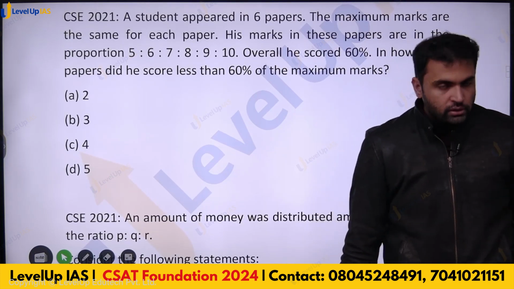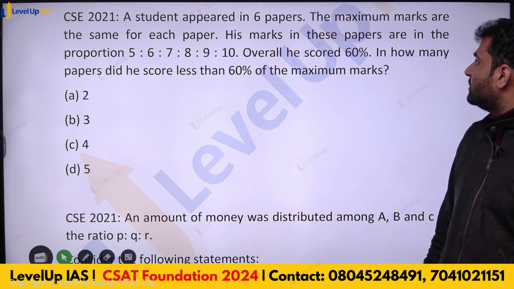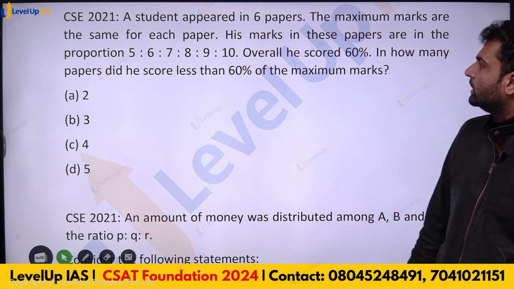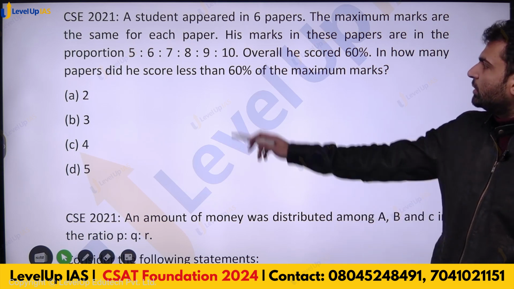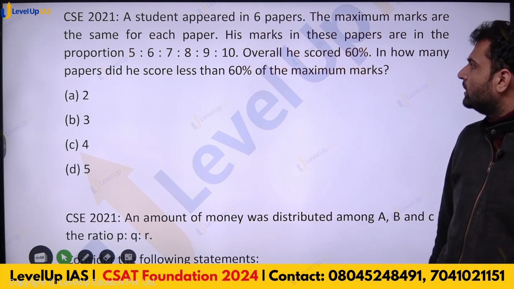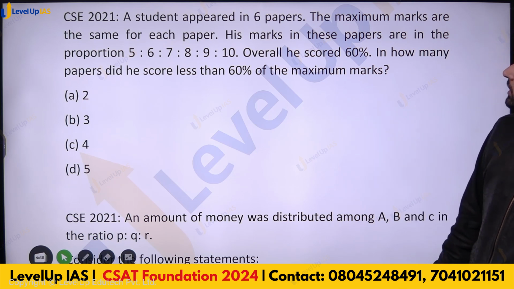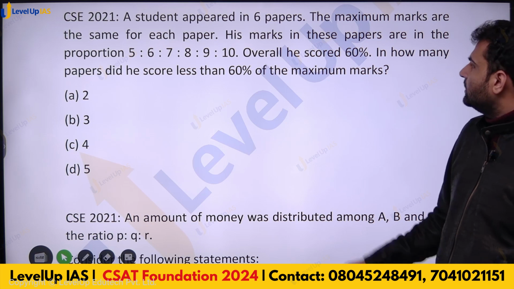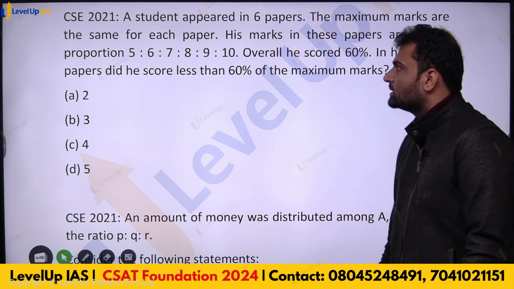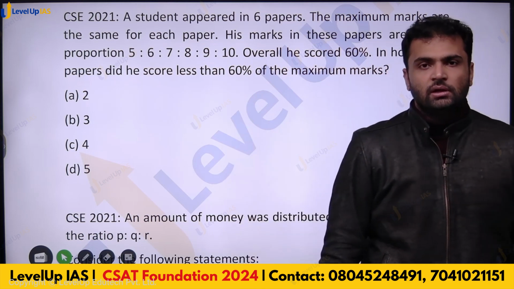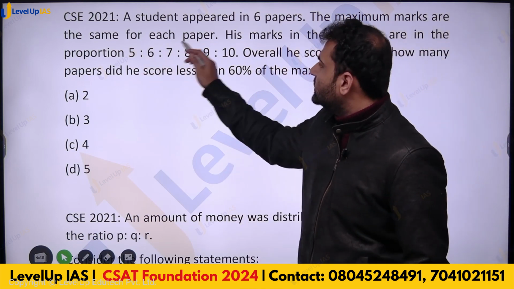We have a student who has appeared in 6 papers, and the maximum marks are the same for each paper. His marks in these papers are in the proportion 5, 6, 7, 8, 9, 10. Overall he scored 60%. In how many papers did he score less than 60% of the maximum marks? That is the question. So we have 6 papers, and you see that this is clearly increasing.